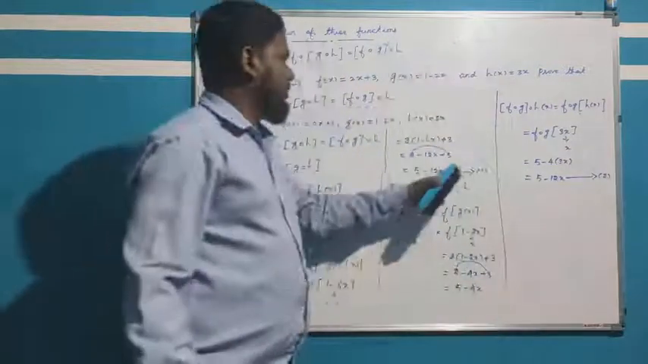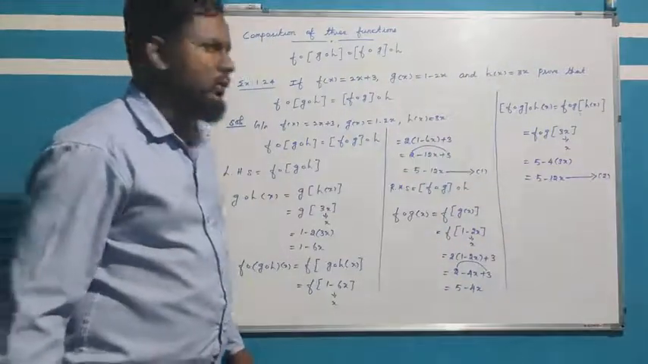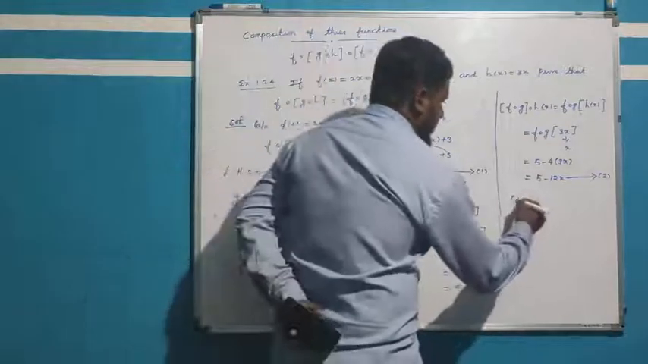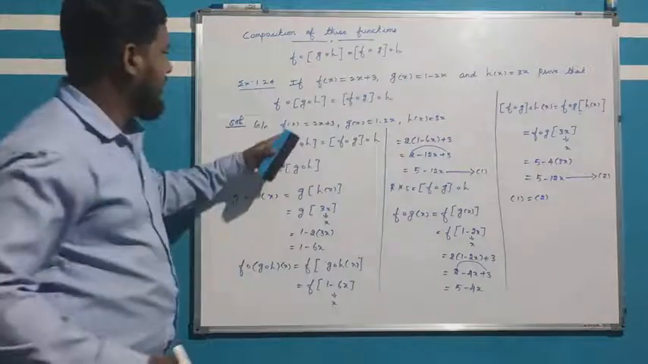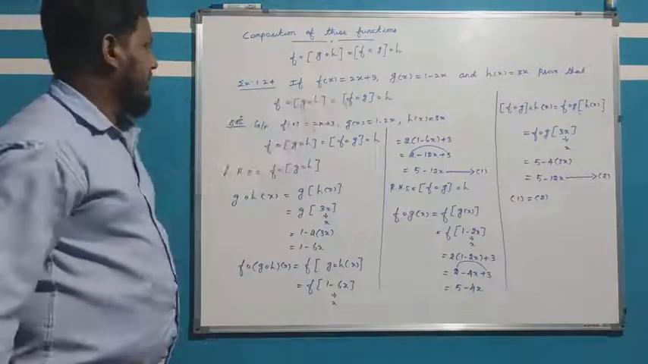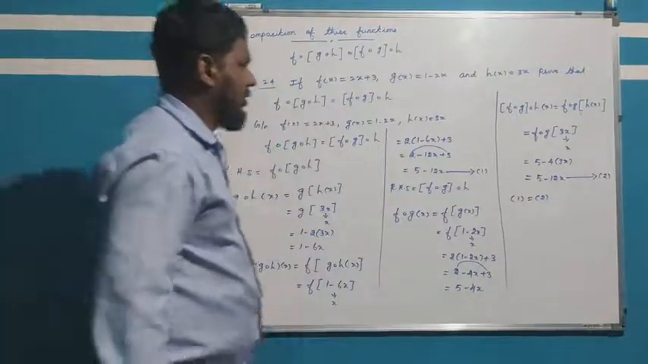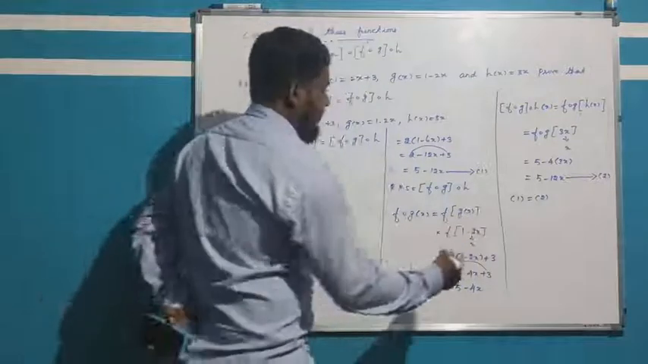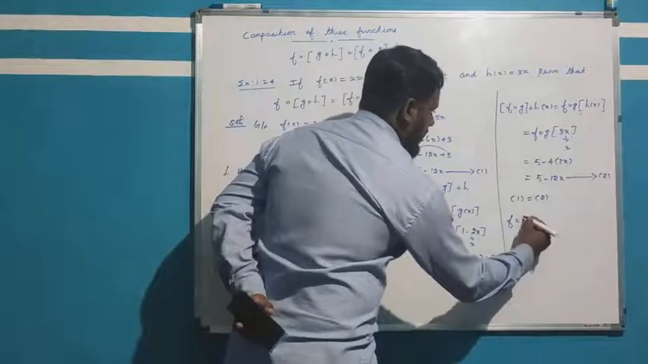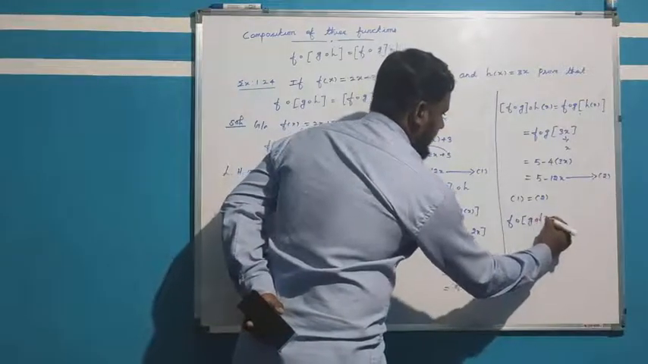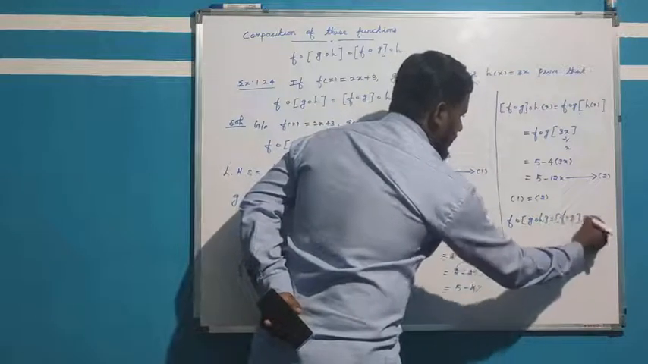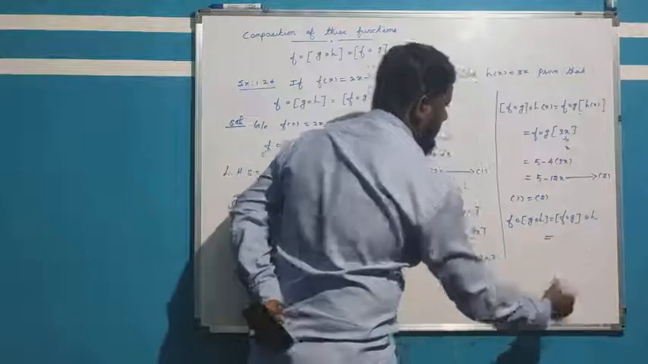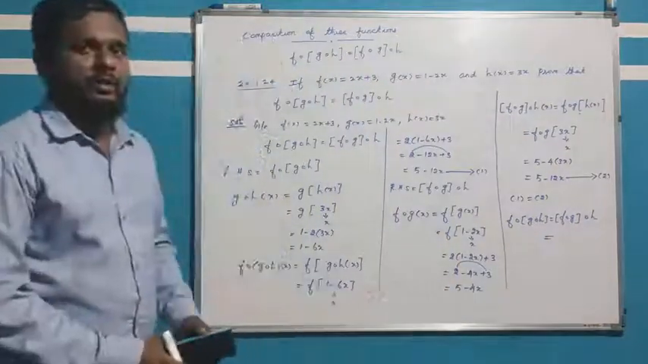So compare equation 1 and equation 2. Equation 1 equals equation 2. So we prove that LHS is equal to RHS. So (f composite g) composite h is equal to f composite (g composite h). So LHS and RHS are equal. So we proved that.